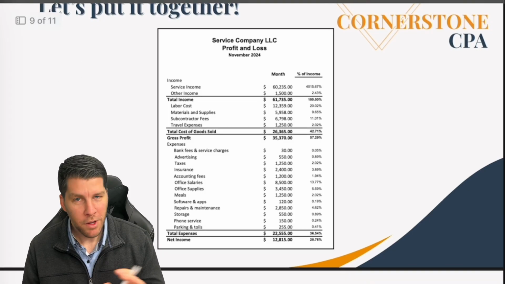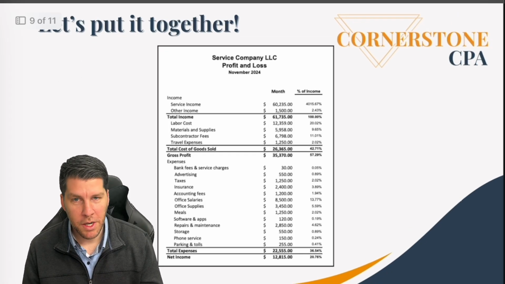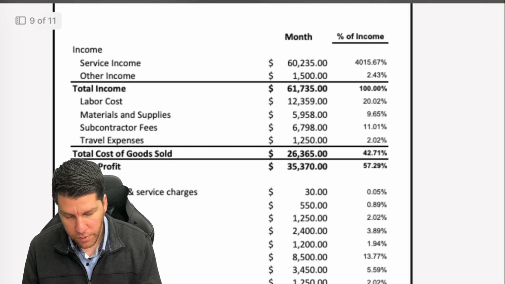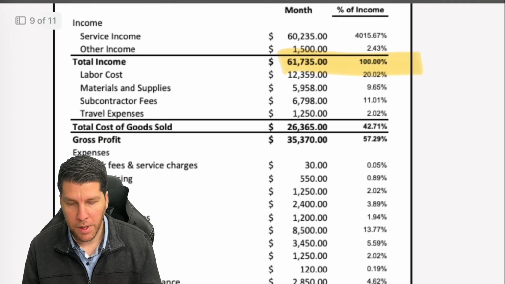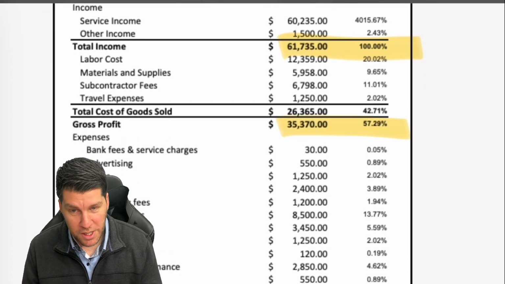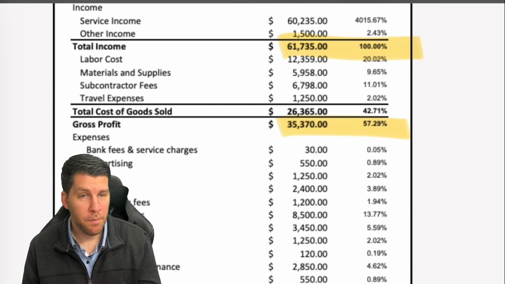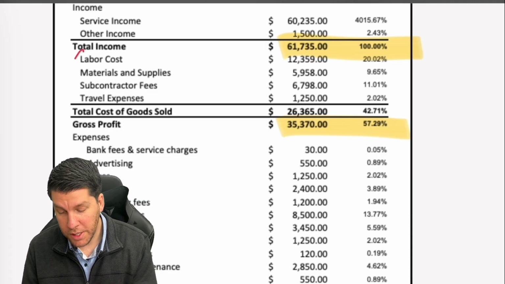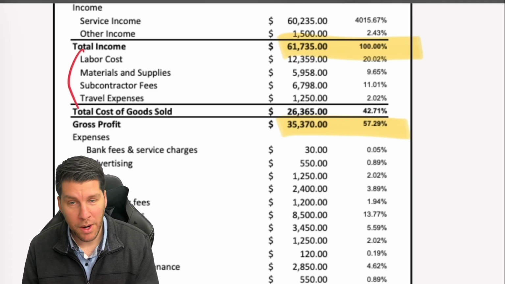So if I'm going to look at this profit and loss here, what would I be looking at? I would say, okay, my total income, $60,000. Let's say that's good for me. I'll look at my gross profit margin, 57%. Let's say that I'm aiming for 60. So maybe we're a little bit low on something. Maybe one of these fees is higher than I would like.